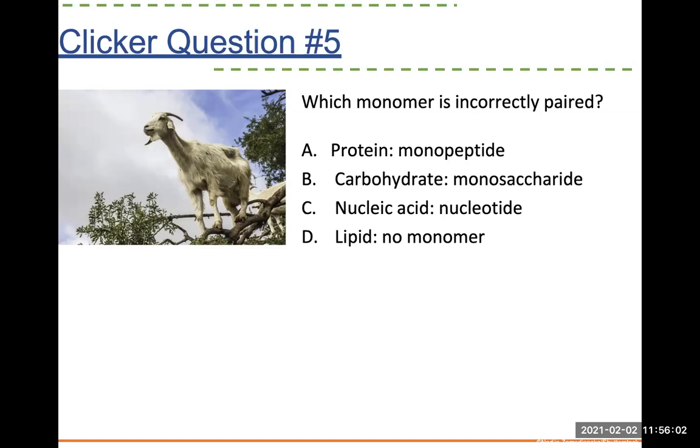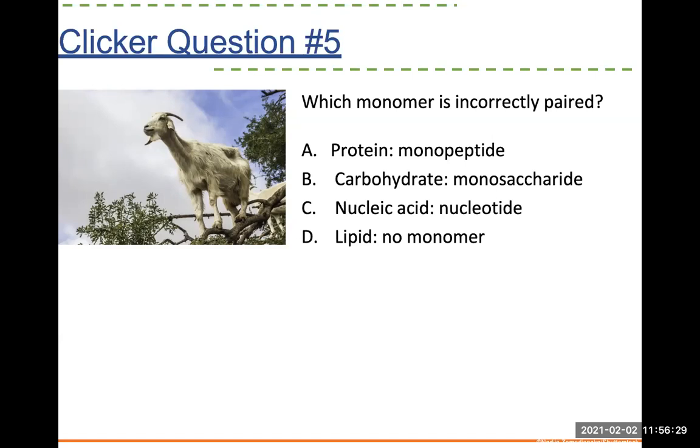Everybody's saying D, and it's asking incorrectly paired. Go back, maybe look at your lipid slides. There is no monomer for lipids. We do not talk about a monomer for lipids. So that is the correct answer. Carbohydrate, Chris said B, carbohydrate monosaccharide. Saccharide is sugar. Monosaccharide is a monomer for carbohydrate. So that's correct as well.